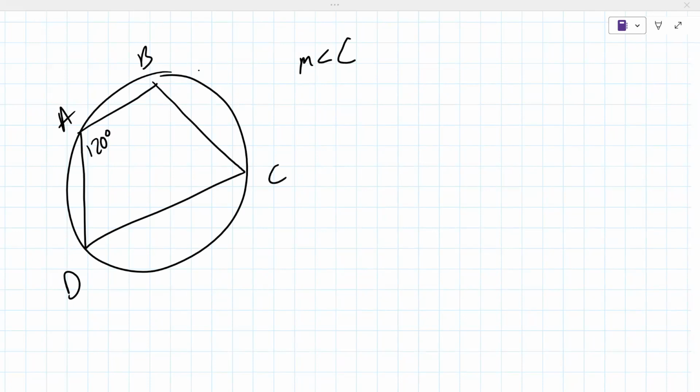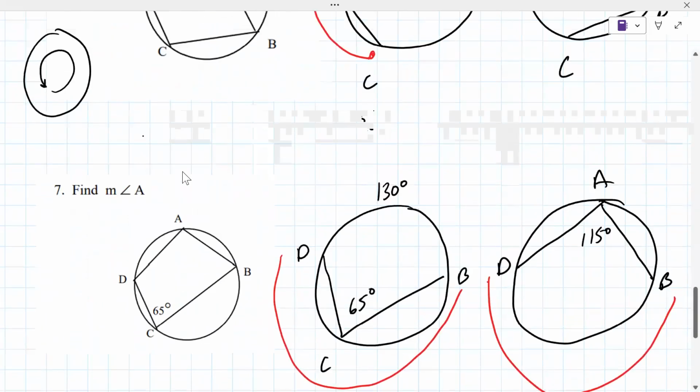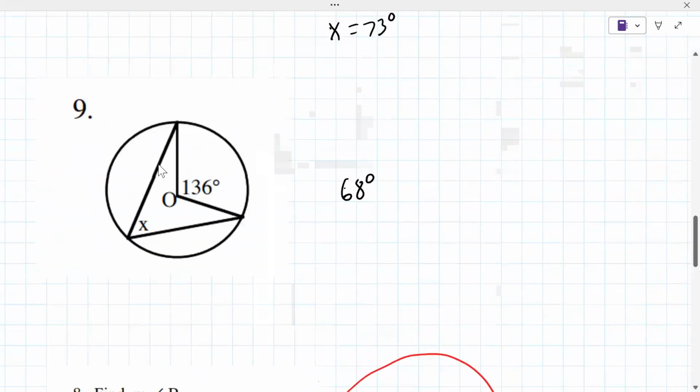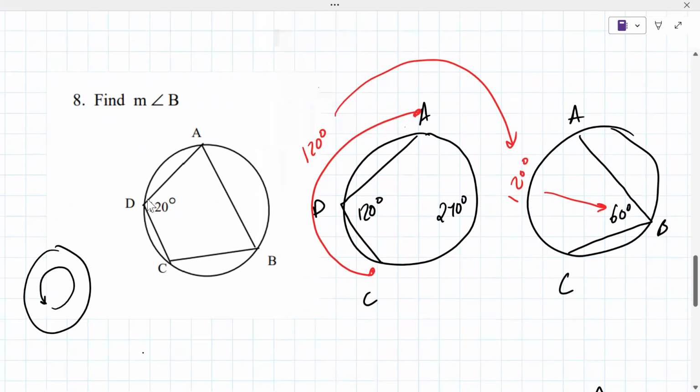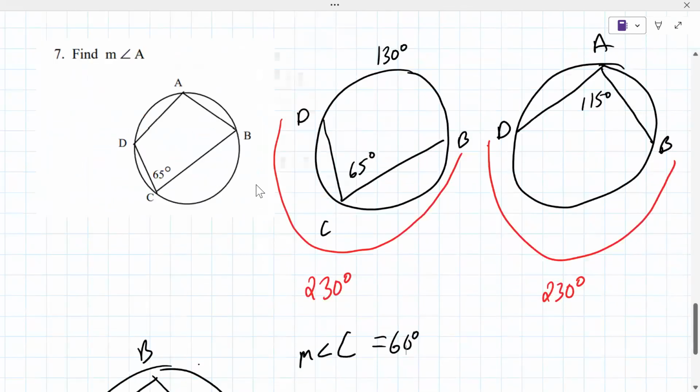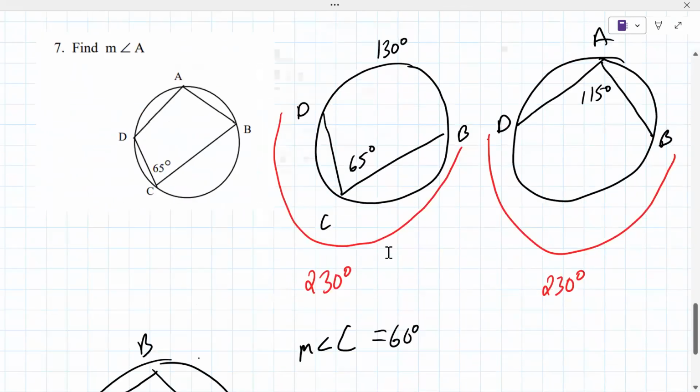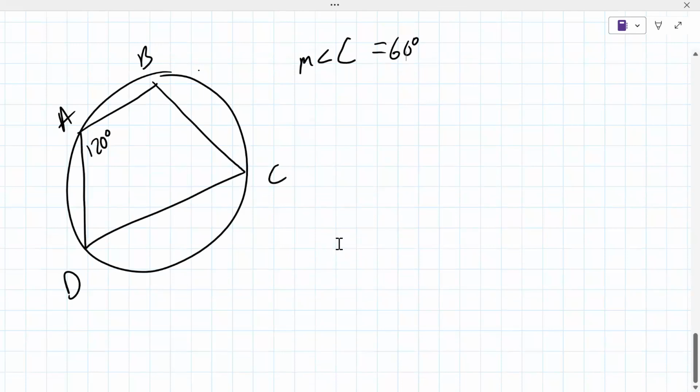Okay, so angle C I got would be 60 degrees. Yes, it is. Now there is a pattern here: the two angles we found add up to 180. Now, is that always true? Well, it actually is for these types of problems, but it's not a good plan. It works until it doesn't work, kind of thing.